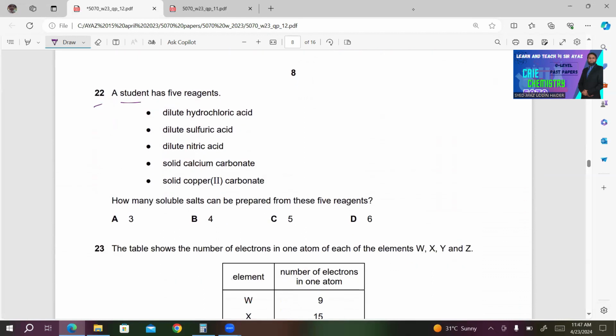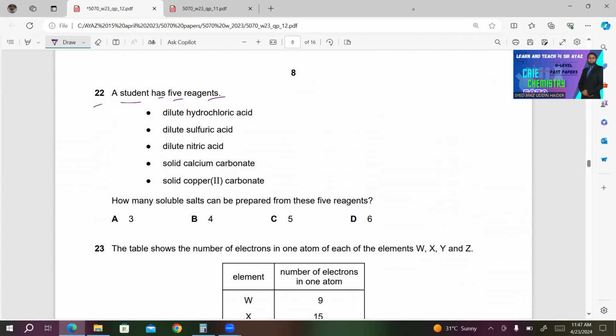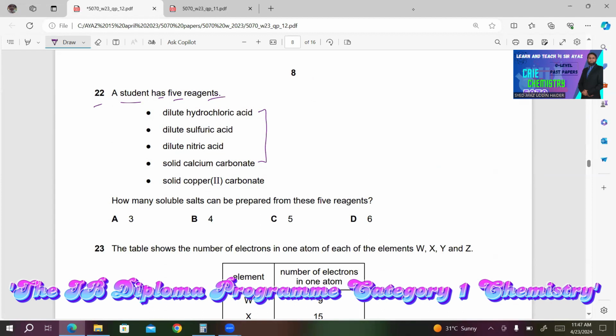22. A student has 5 reagents: dilute hydrochloric acid, dilute sulfuric acid, dilute nitric acid, solid calcium carbonate, solid copper(II) carbonate. How many soluble salts can be prepared from these 5 reagents? Now, if you react hydrochloric acid with calcium carbonate, you will get calcium chloride. So this will be the one soluble salt.